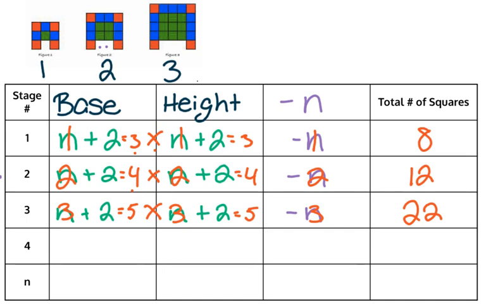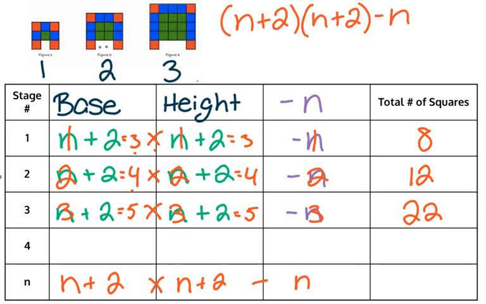So for my base, it's always going to be n plus 2 times my height, which is n plus 2, and then I'm always going to subtract n, and that's going to give me my total number of squares. So if I were to write this as 2 binomials, it would be n plus 2 times n plus 2, and then I subtract n at the very end.